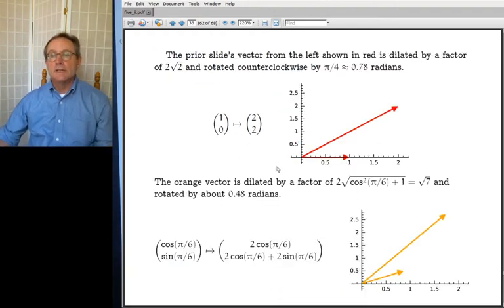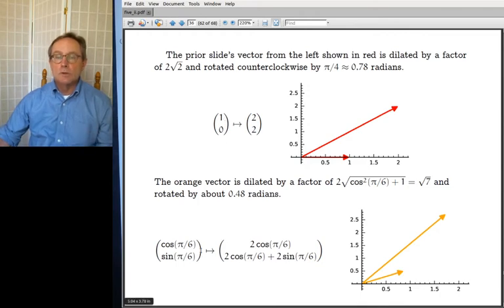Just as an example, I looked at what happens to (1, 0) and what happens to (cosine pi over 6, sine pi over 6), in other words, the point that is at pi over 6 on the upper half unit circle. So the starting (1, 0) is there in red, and the effect of the transformation is there also in red. You can see that it's made 2 square roots of 2 times as long and rotated counterclockwise by 0.78 radians, if you do the calculation.